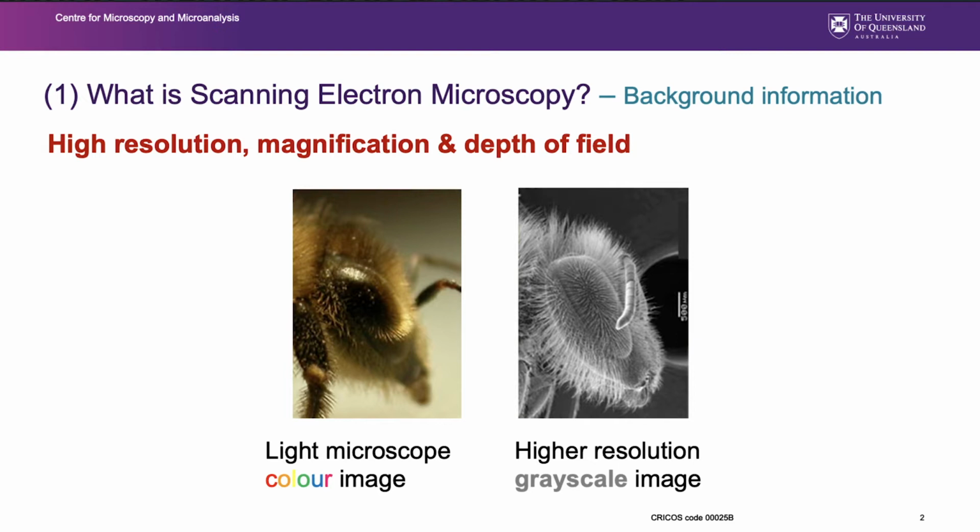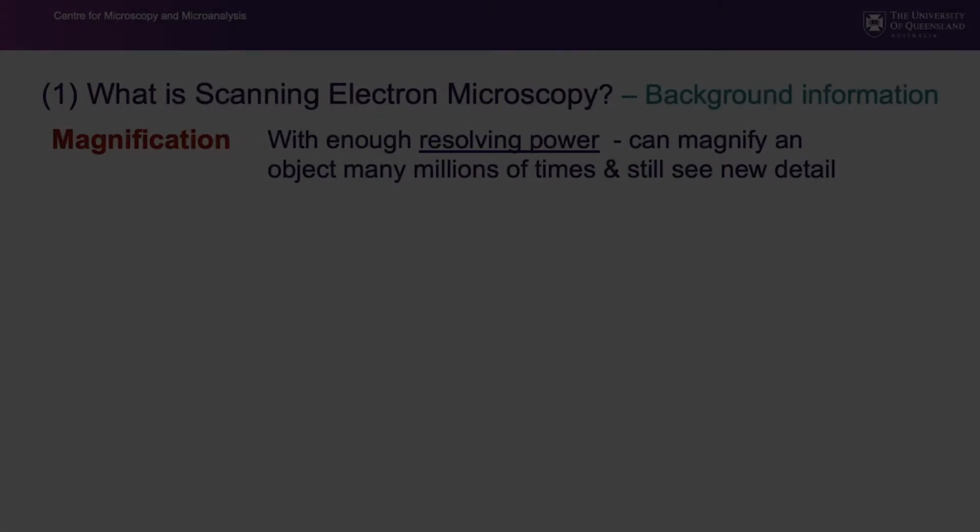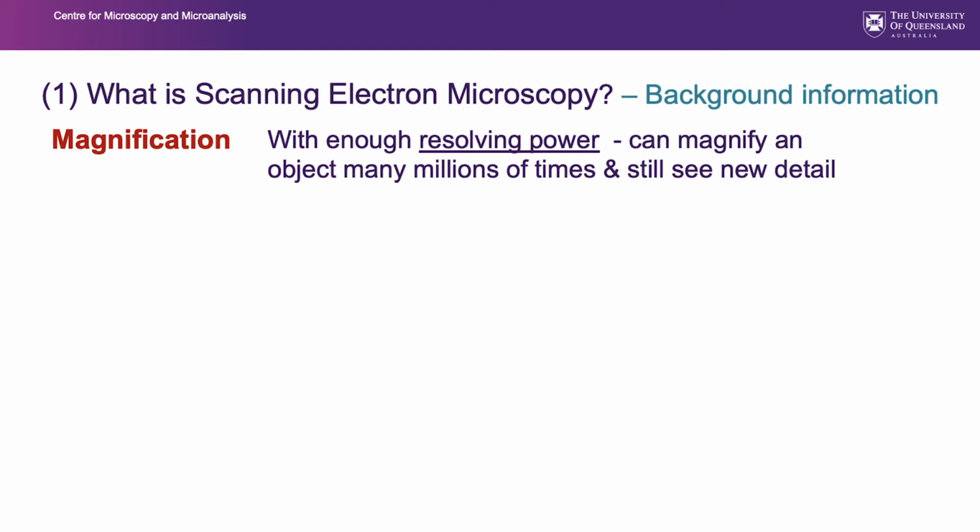And we've got a grayscale image, and we've got much higher resolution in that we can see more fine detail of the hairs or the sensilla around the front of this bee. And we've also got great depth of field, so you can see that most of that image looks pretty much in focus. So those are some of the very important gains and some of the limitations of scanning electron microscopy images. But the key to understanding magnification is really resolution.